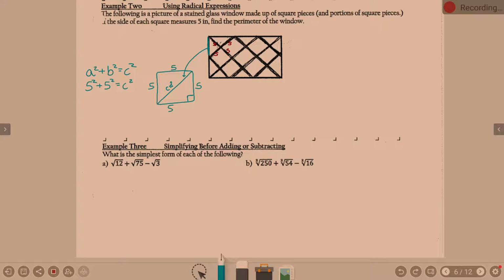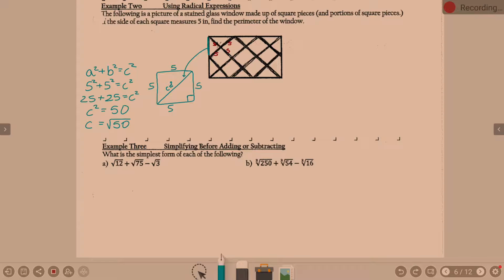5 squared is 25. 25 plus 25 is c squared. But 25 plus 25 is 50. What do I do now to find c? If c squared equals 50, take the square root. So when I take the square root of c squared, I get c. And when I take the square root of 50, okay, well, I wrote square root of 50 for the moment.